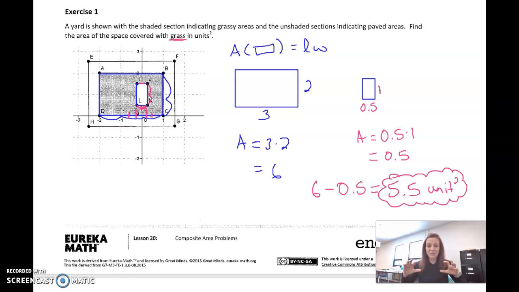In the next video, you're going to see how sometimes we take two figures and we have to add them together to get the composite area, but that's really what our focus is. When we have weird shapes, when we have shapes with sections missing out of it, we still need to be able to find the area of them.